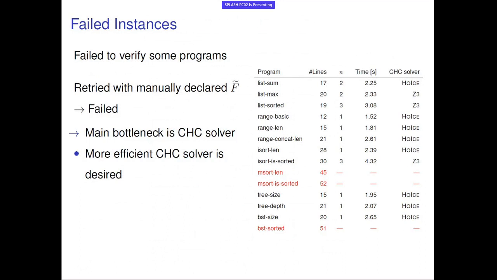However, we have failed to verify some other programs, including M-sort is sorted, which means the sortedness of the merge sort algorithm. To identify the cause, we tried the verification with manually declared functions, and it still failed, which means the heuristics for choosing functions is not the cause here. So the main cause is in the CHC solvers. To verify more programs with our approach, a more efficient CHC solver is desired.